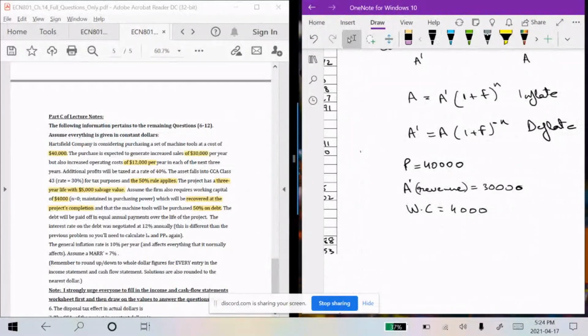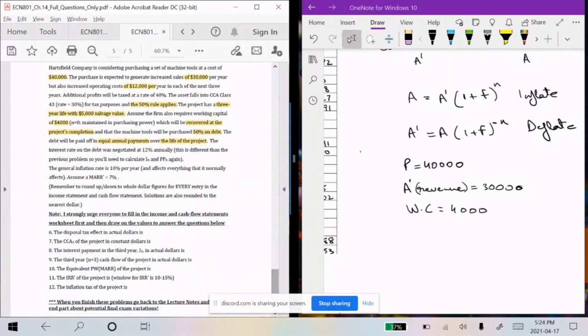All right. What next? The debt will be paid off in equal annual payments for the life of the project. So again, we use this chapter 3 stuff now. Basically using every single chapter in this. The interest rate on the debt was negotiated at 12% annually. The I for the debt is 12%.